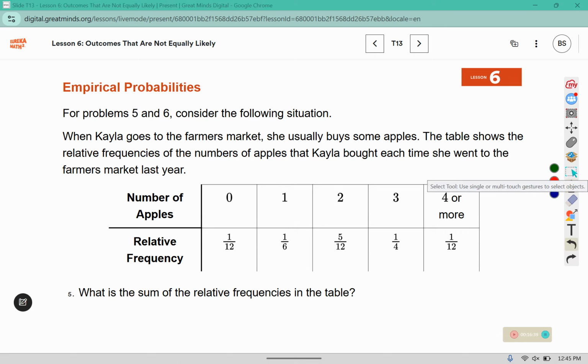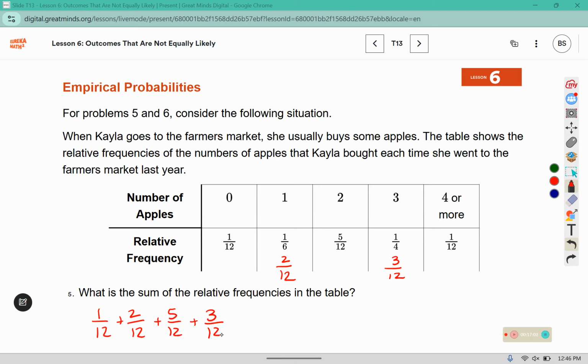Again, we're going to change these to all be 12ths. So we can multiply by 2 here, giving us 2/12. And this one we can multiply by 3, giving us 3/12. One plus 2 is 3, plus 5 is 8, plus 3 is 11, plus 1 more makes 12. 12/12, or 1 whole.